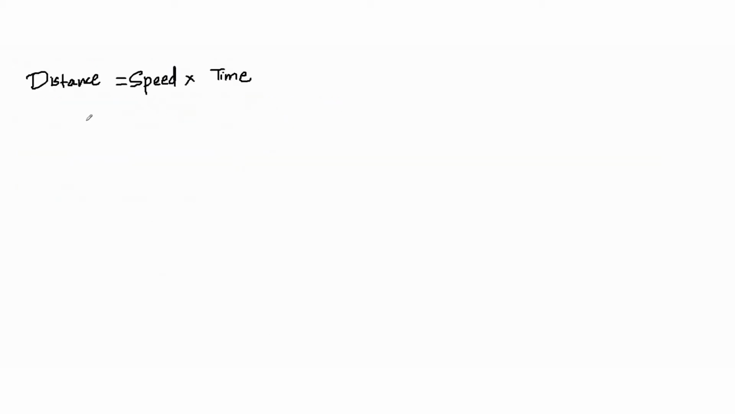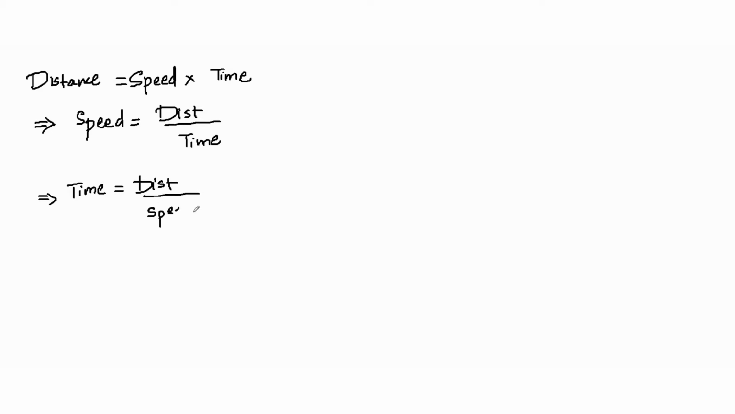So we know the relation distance is equal to speed into time, which means you can play around with this particular equation and write it in different forms. You can write speed is distance upon time, right? This is one form that you can write. You could also write the time is distance upon speed. So these are the different flavors of the same formula, and based on the question that you have, you will really have to choose the right representation.